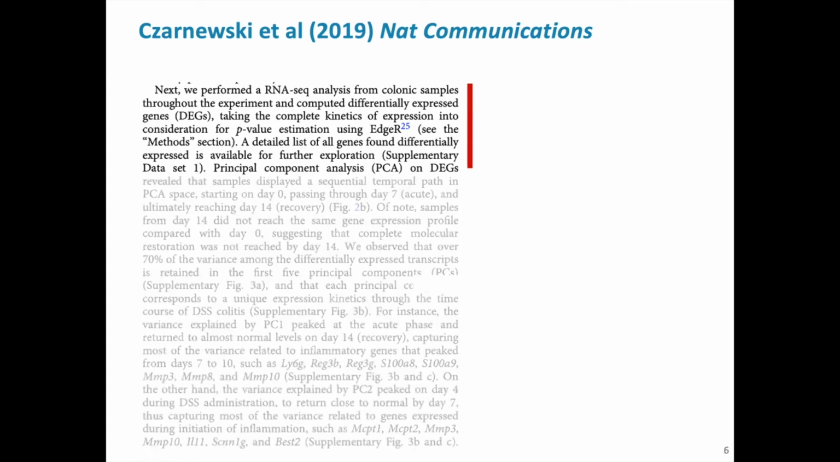And then in another part of the paper: next we performed RNA-seq analysis of colonic samples to find differential genes, taking the complete kinetics of expression into consideration for p-value estimation using edgeR. Based on this, you understand that I used all the samples, of course, for estimating the p-value. So it's a model that includes everything. And then see the methods section that I'll go to a little bit later. A detailed list of all genes found differentially expressed is available in supplementary dataset 1.